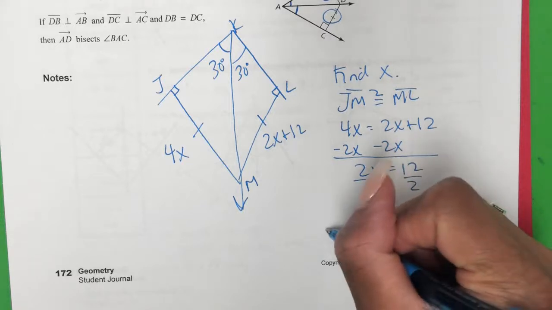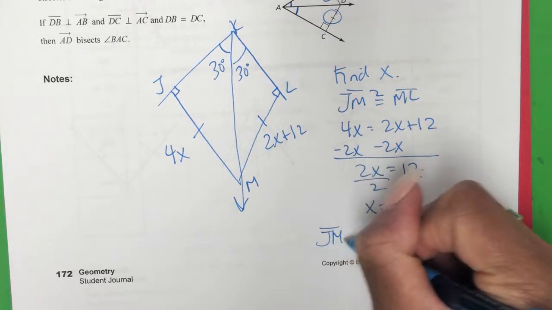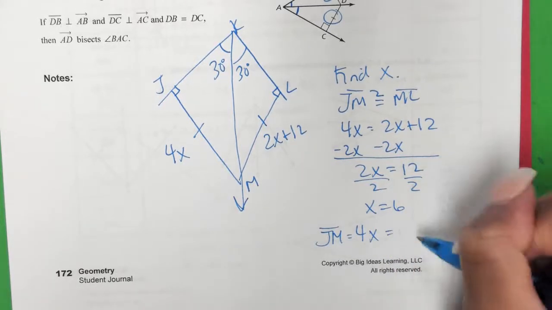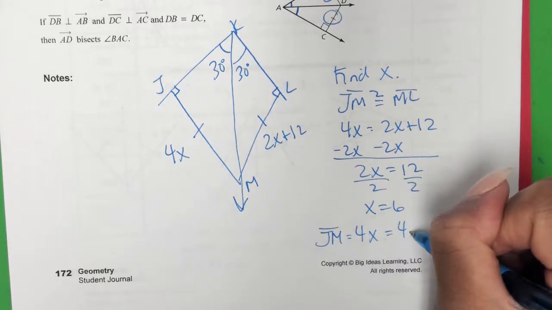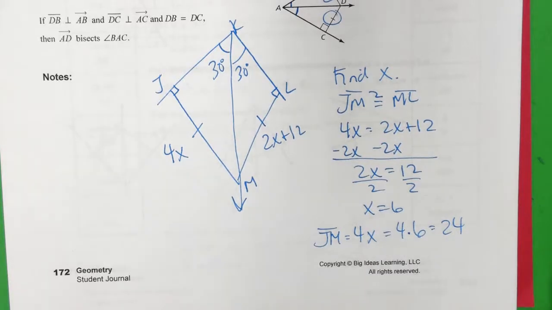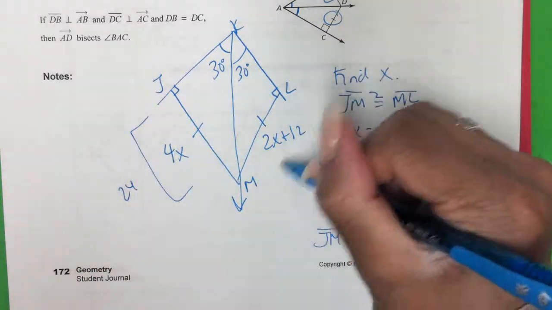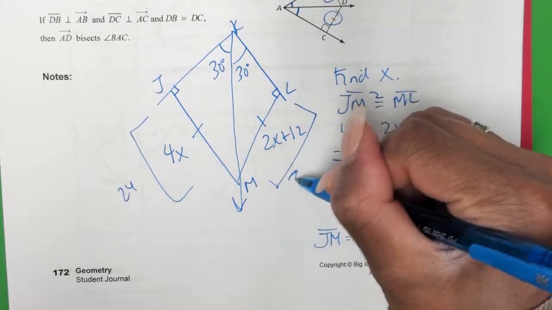Now what if I wanted to find the measure of JM? All I have to do is plug it back in. JM is 4 times x, but x is 6, so 4 times 6 is 24. So if JM is 24, that also means that ML is also 24.